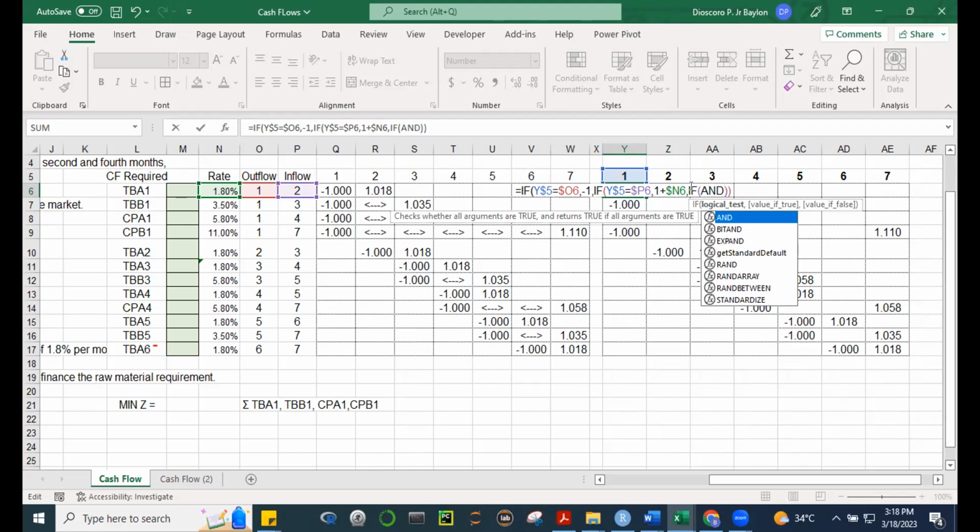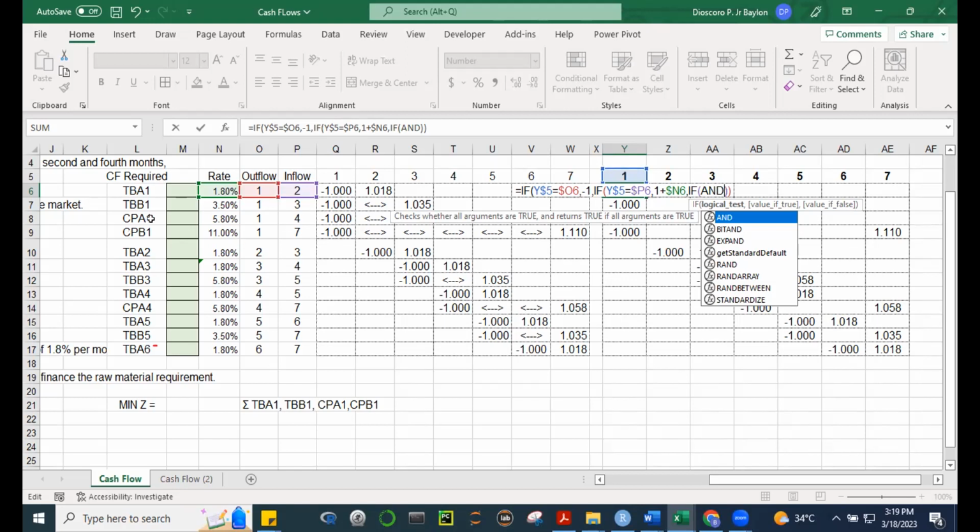Okay, the if and function allows us to write two conditions, and these two conditions have to be met. So what are these conditions? When will we have an in between? Take a look at this. If the month is greater than the outflow month, and then less than the inflow month. Yes, that's it, right?